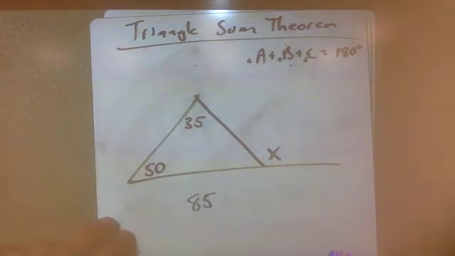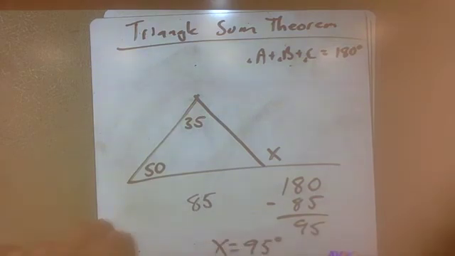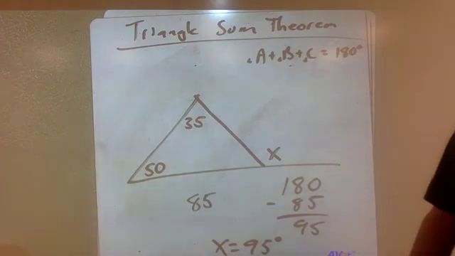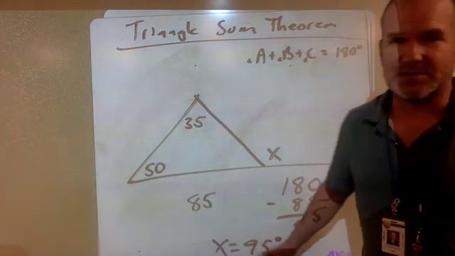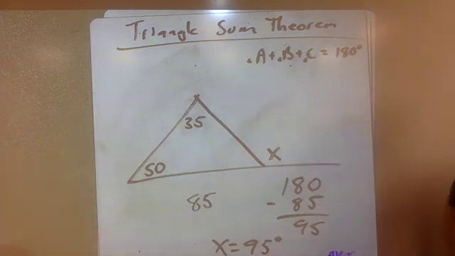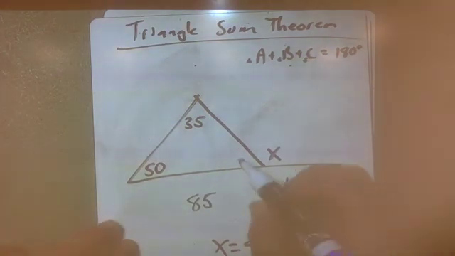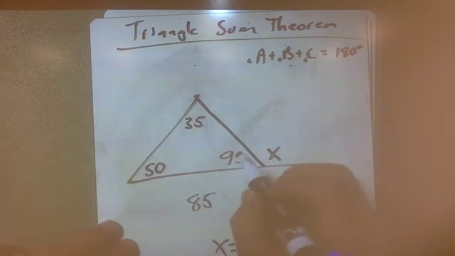What goes with 85 to make 180? 95 does. So they say x is equal to 95, which will be one of the choices, and that would be incorrect. You would be wrong on that one. What is equal to 95 is actually the third angle inside the triangle. Triangle sum theorem deals with angles inside of a triangle.